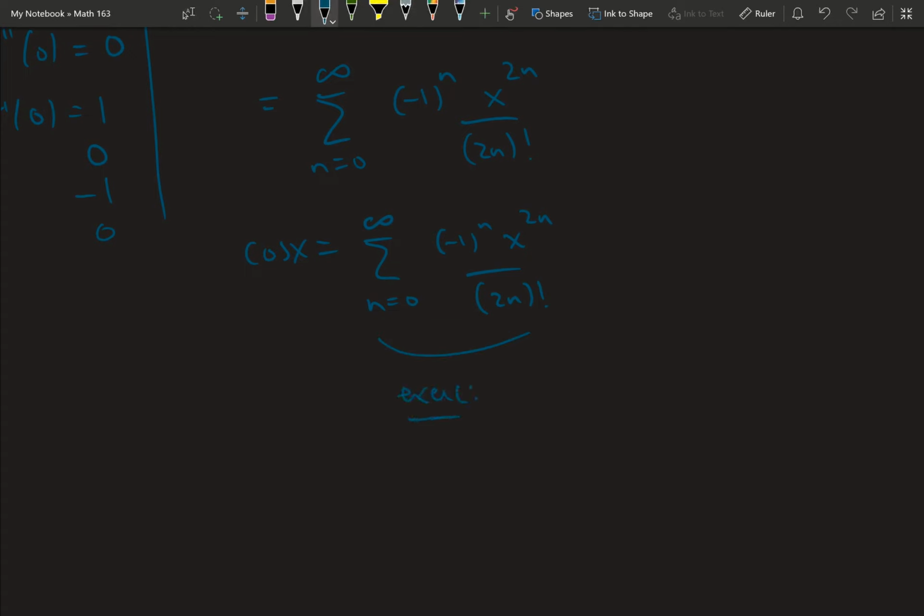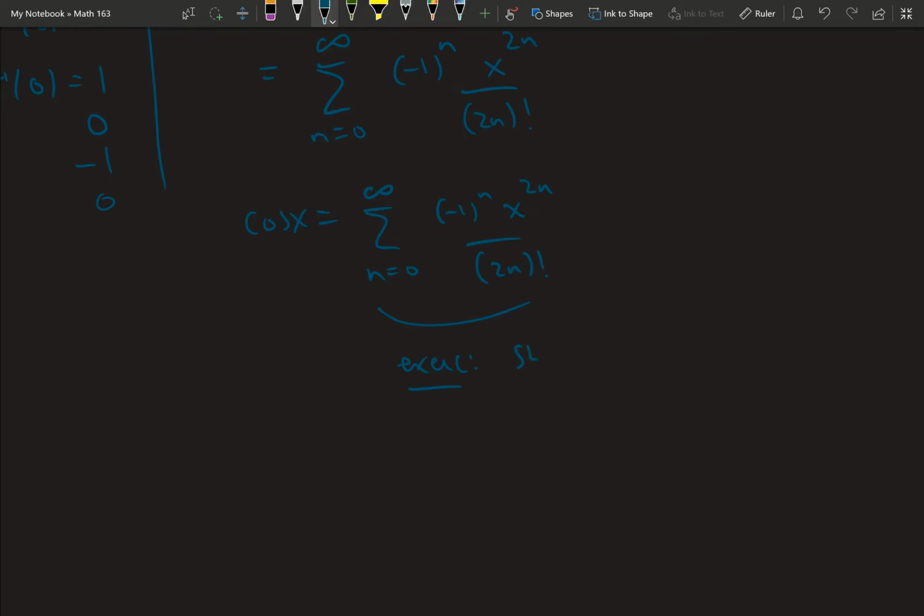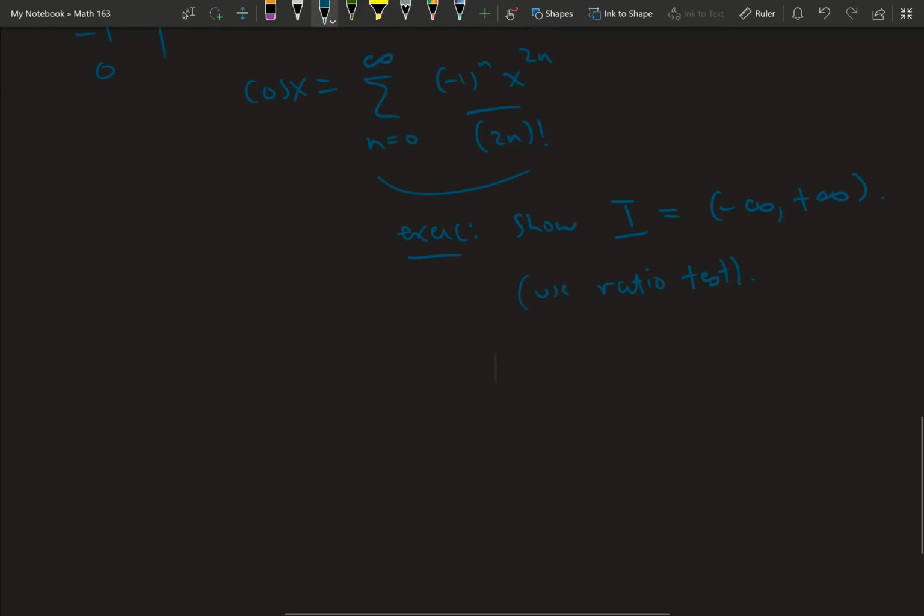So exercise, and I'm not going to do this exercise, I'm just going to leave it for you: show that the interval of convergence I is everything. It's very similar to the previous one for the sine function. You just use the ratio test. Okay, so that concludes those two problems.